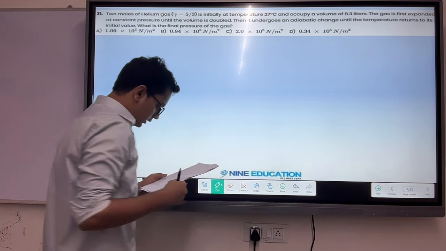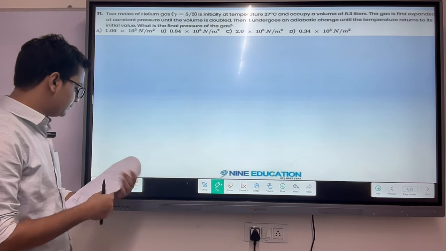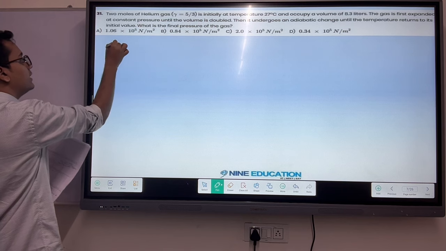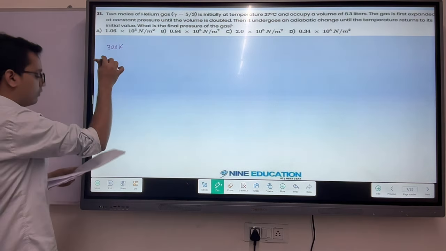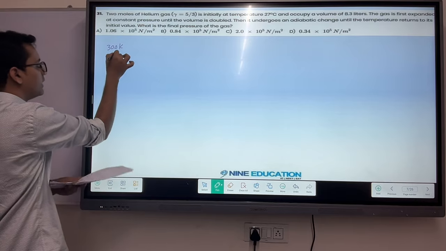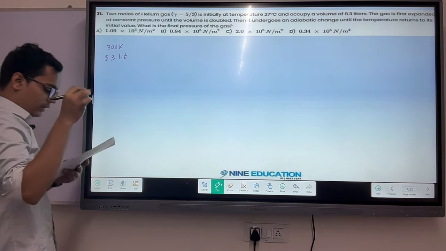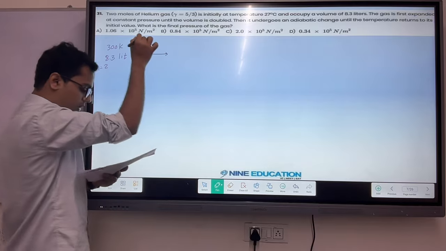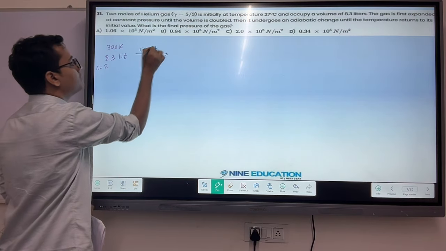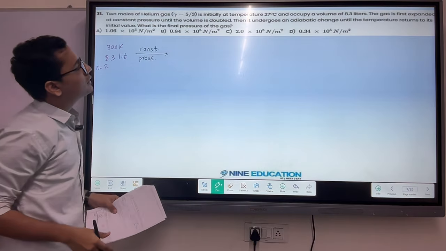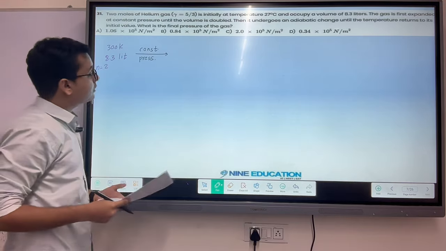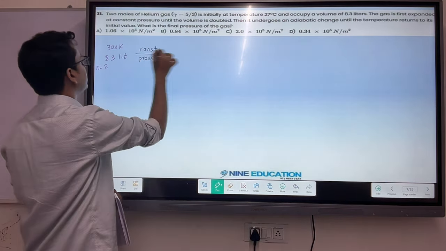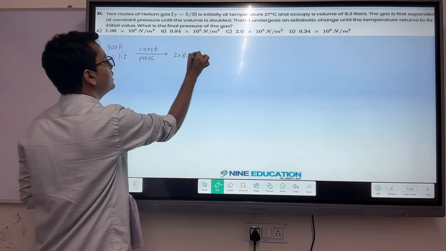Okay. So question 31 says that 2 moles of helium gas, initially at temperature 27 degrees Celsius, let's say 300 Kelvin, occupy a volume of 8.3 liter, and N is equal to 2. Then it is expanded at constant pressure. Again, if you want to see the question, please keep your question paper with you. Then they are saying that the volume is doubled. So as the volume is doubled, it is 2 into 8.3 liters.